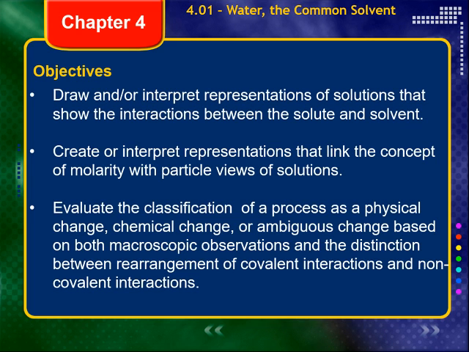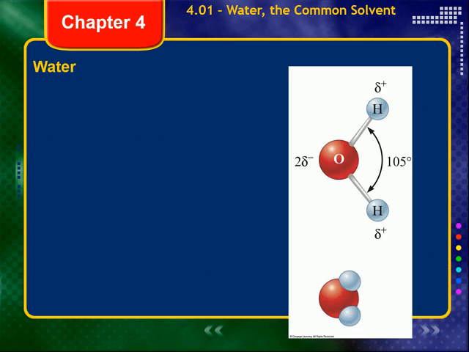Create or interpret representations that link the concept of molarity, it's going to be a new idea in this chapter, with particle views of solution. Again, understand the very concept of what's going on, picture the individual molecules and what's happening between them. It'll help you in the long run. Then evaluate the classification of a process as a physical change, chemical change, or ambiguous change based on both macroscopic observations of the distinction between rearrangement of covalent interactions and non-covalent interactions. So let's get going. It's going to be a longer one.